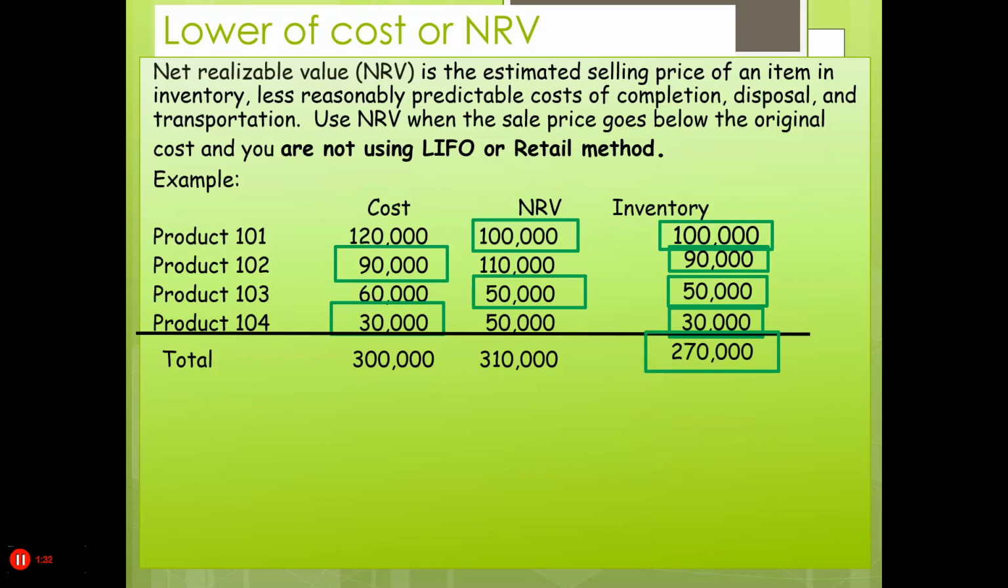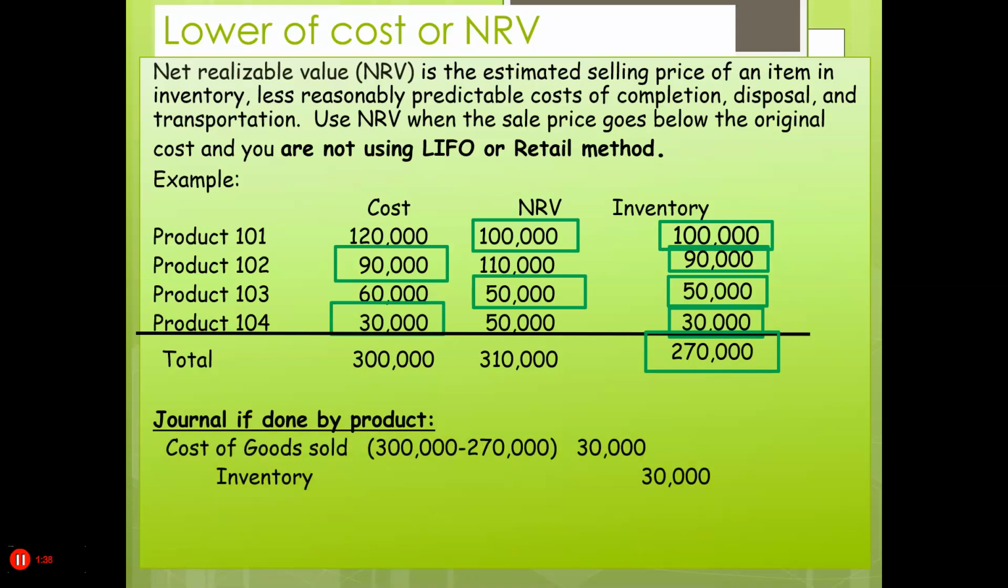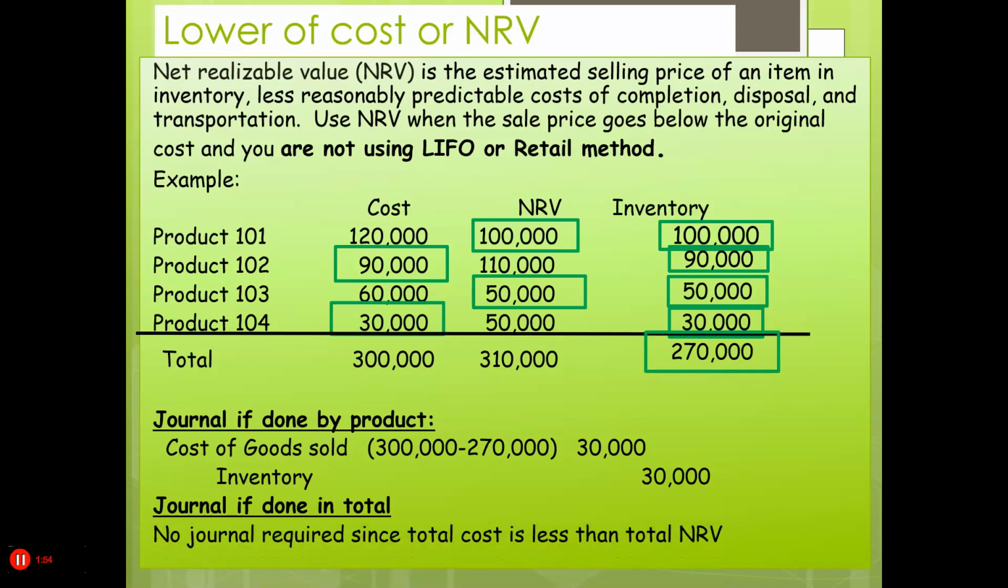Now we're going to add that up. And if you notice, there's a difference between our cost and what the inventory should be valued at, which means we're going to have to write it down by 30,000, increase cost of goods sold, and reduce inventory. Now, what if we had done it in total? Well, if we'd done it in total, we would not write it down because our costs are less than our total net realizable value.